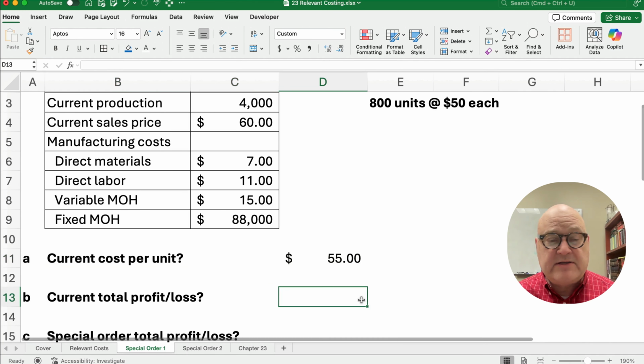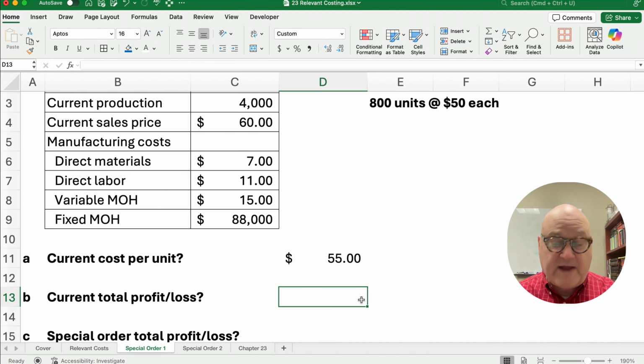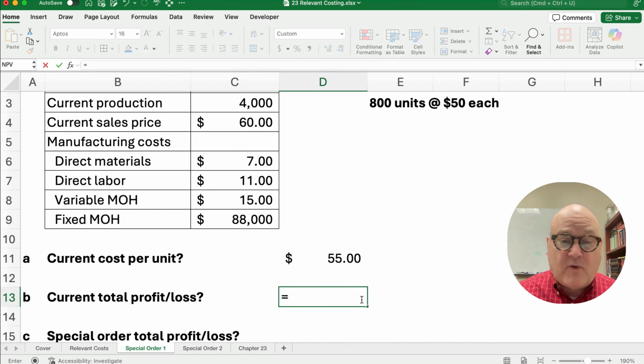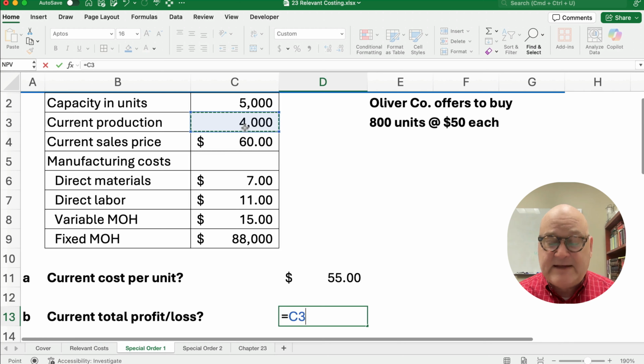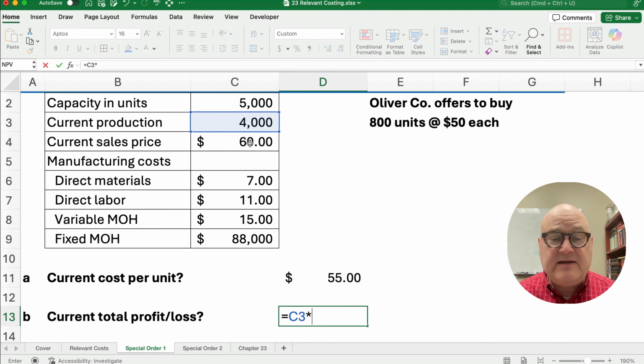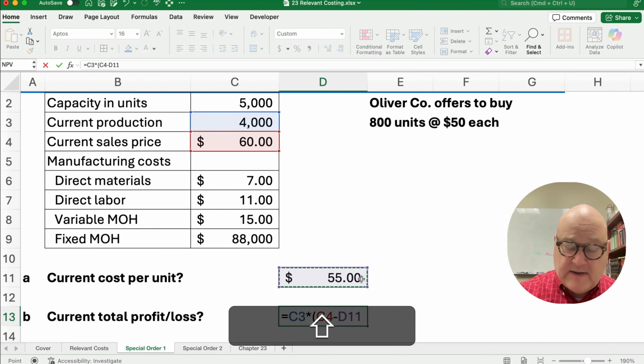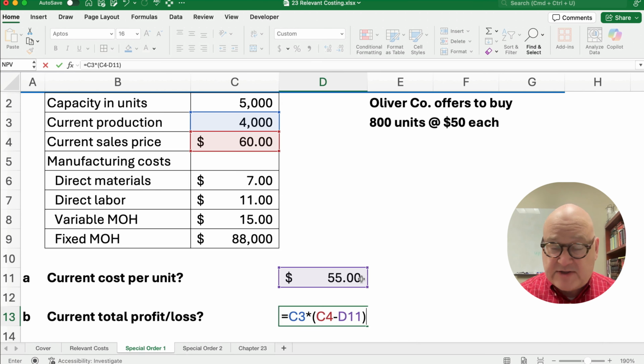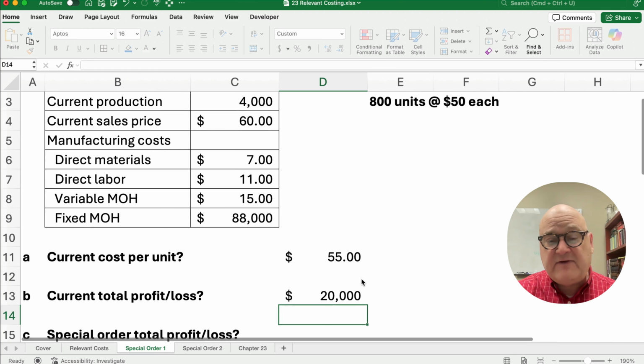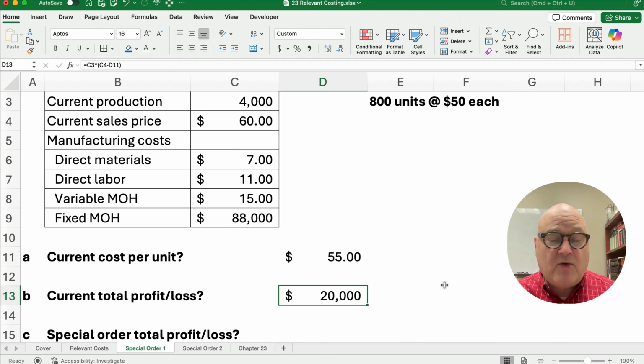Well, what's the current total profit and loss on the 4,000? So we can do the 4,000 that we produce times the 60. So that's our total sales. But what we can do is we can put in parentheses, we can put the sales minus the cost per unit. Looks like we're making about $5 each from the 60 and the 55, and we'd have a total profit of 20,000. So we're happy we're making 20,000.